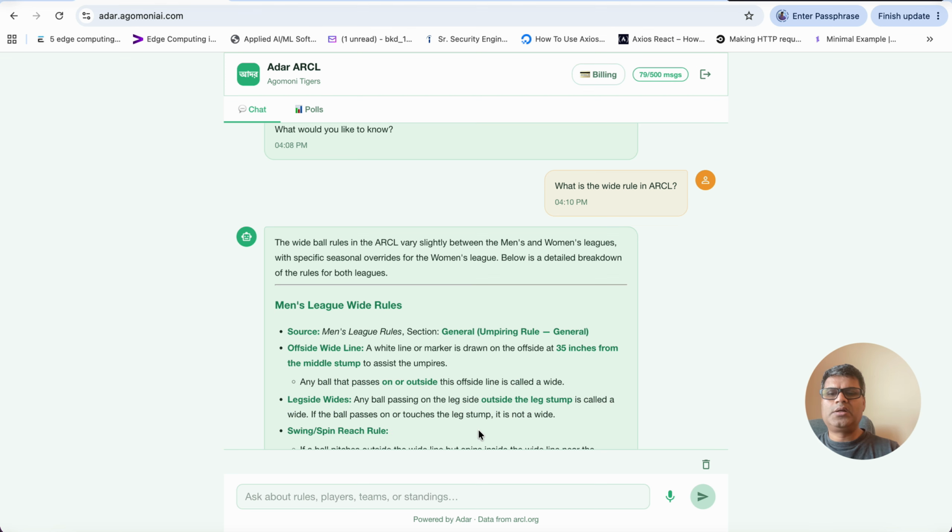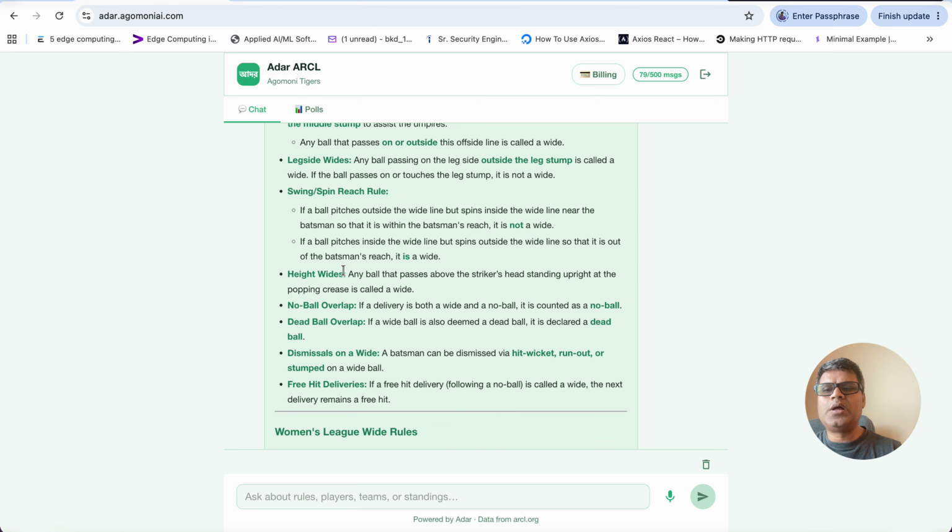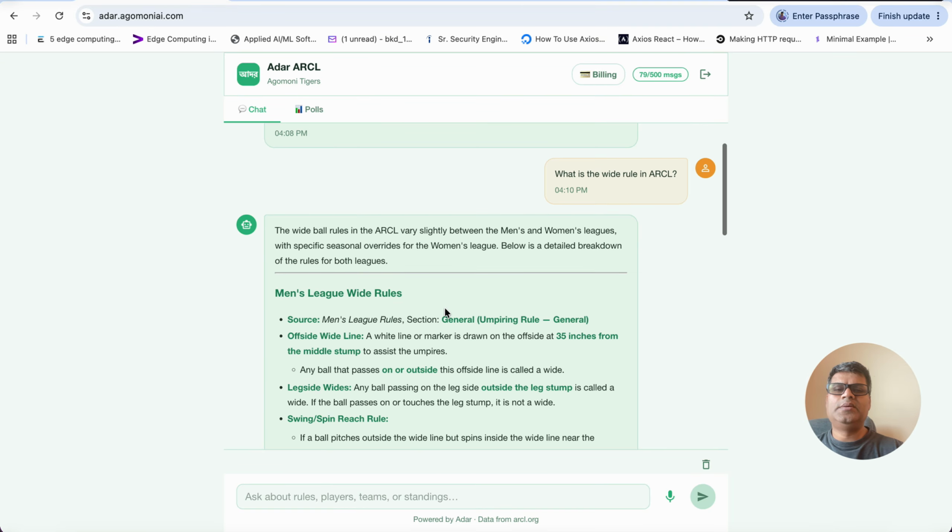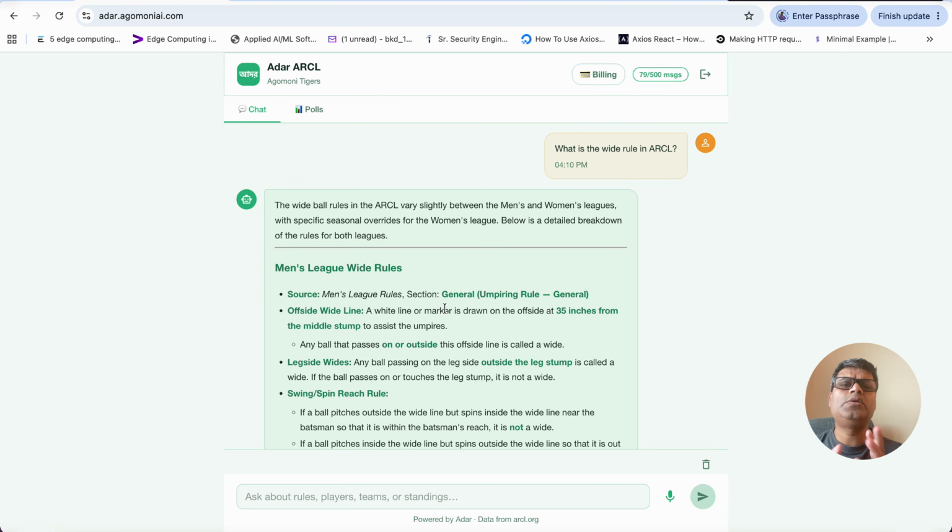Leg side wide, what, right? Swing, spin, research rule. Height wides, what is the height wide? Any ball that passes above the striker's head, standing upright, is called a wide, right? So what is the dead ball, what is the no ball, what are the dismissals on a wide? Free hit deliveries: if a free hit delivery following a no ball is called a wide, the next delivery remains a free hit, right? All of this information stays in the ARCL rule books. Even where it doesn't say so, if it says that it follows the ICC rules, then it would also pick up that information. What it means is it's not only about the wide rules.